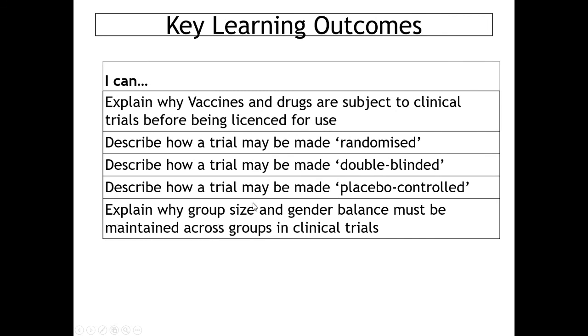And we've explained why the group size and gender balance has been maintained across groups in a clinical trial. It allows us to reduce the magnitude of our error in the experiment and to be more confident of a statistical difference between the groups.